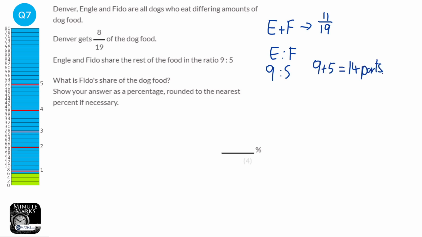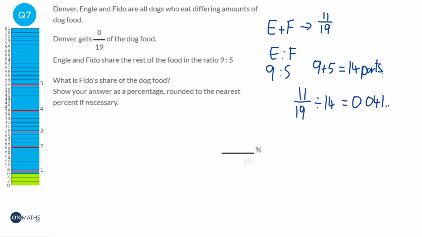So there are 14 parts in total, and the share that they get is 11/19. So what I'm going to do is find out what fraction one of those parts is worth by dividing 11/19 by 14. So each part is worth, and I'm just going to keep this in my calculator, 0.041 and so on. And we're asked to find Fido's share.